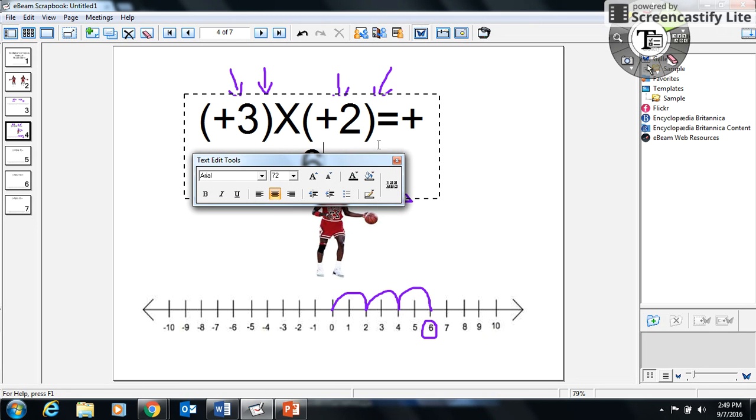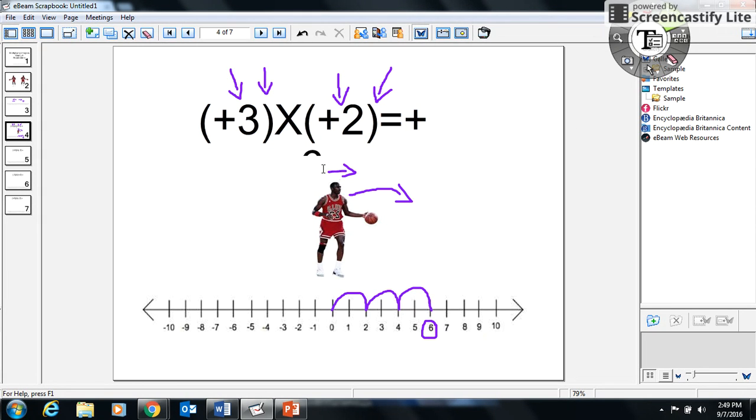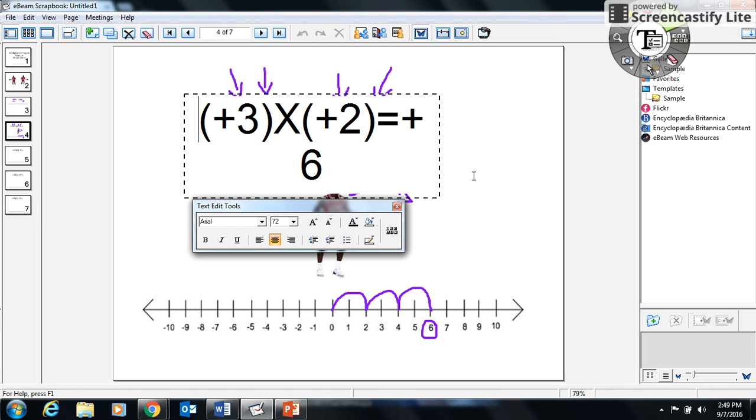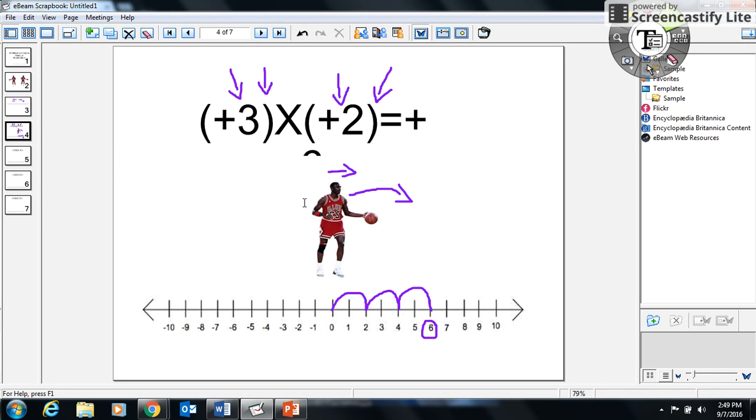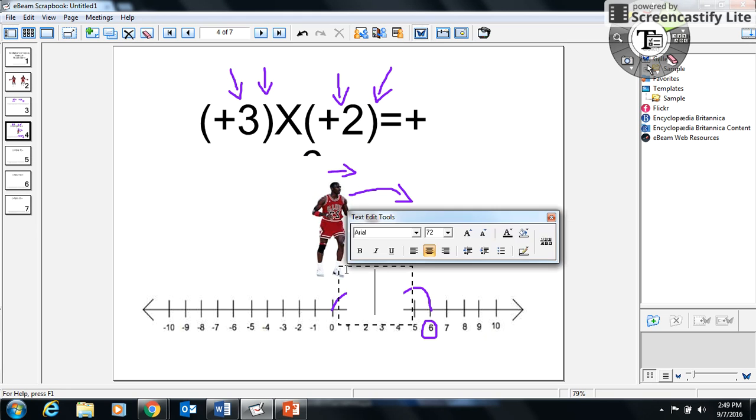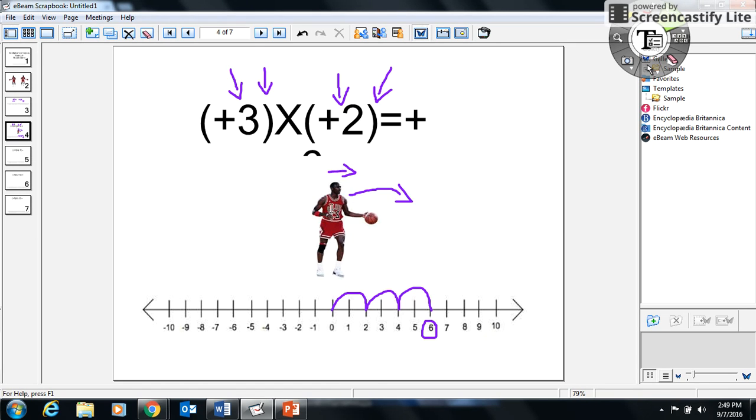I'll move that out of the way there. Positive 6. Okay. Well, let's use this method again. I'm just going to make Michael Jordan a little smaller here if I can. No, that's okay. Let's move on to the next one.